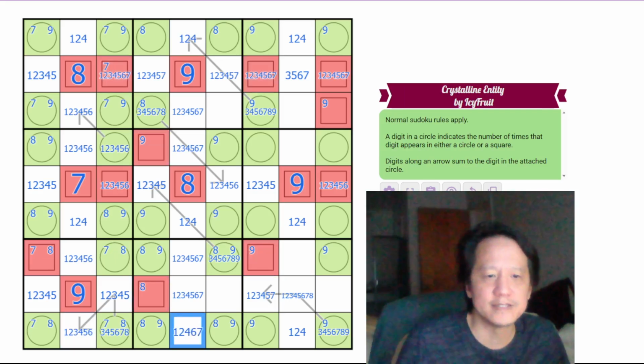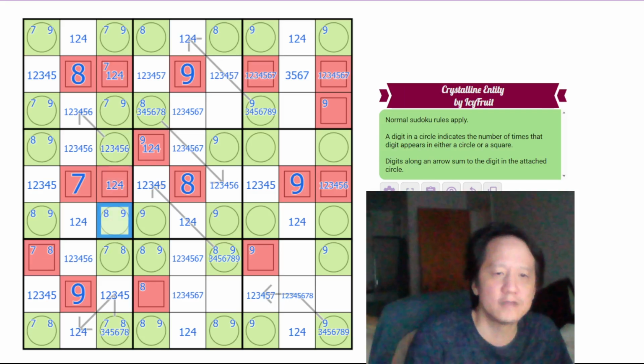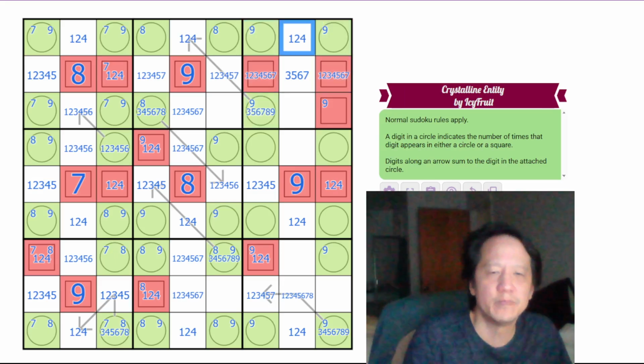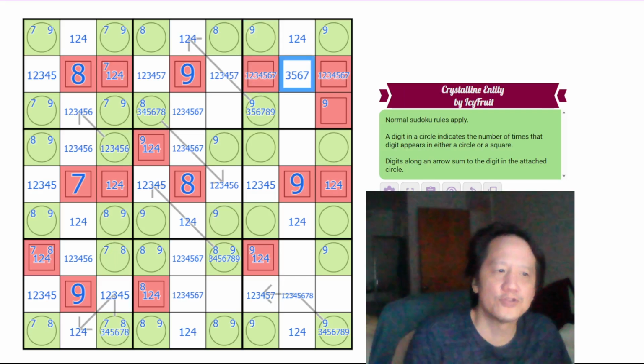Basically anything that's not in box 3 would be removed. That's 1, 2, 4. Okay, so this one could be any of these. This has to be 1, 2, 4. This is not 3, 5, 6. This is 1, 2, 4. This is 1, 2, 4. 1, 2, 4 here. This can't be 3, 5, or 6. We cannot have 1, 2, 4 in the rest of box 3.